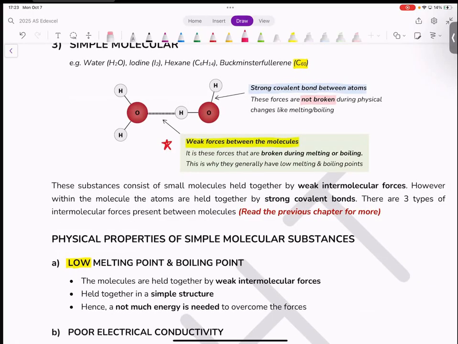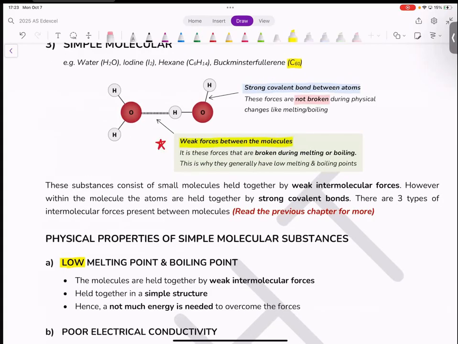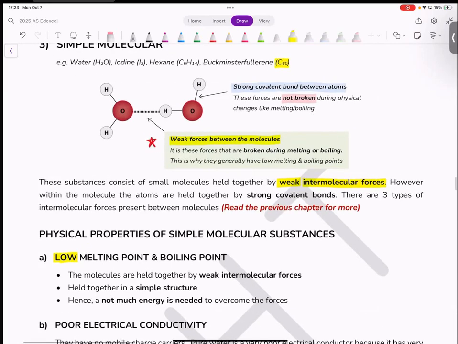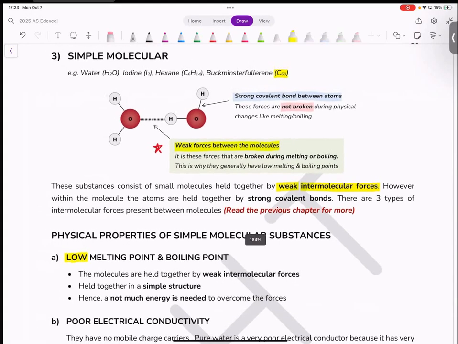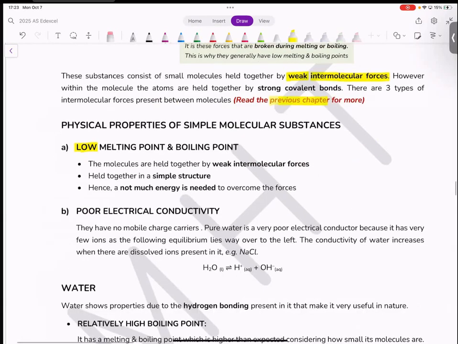So I intentionally say weak force between molecules, because I think chemistry teachers make this sound like some fancy term. Intermolecular just means force between molecules. They're all weak compared to the other forces. However, within the molecule, there are strong covalent bonds inside the molecule. There are 3 types of intermolecular forces present between molecules. Read the previous chapter. Okay, so low properties, why? Low melting point, why? Because they have weak intermolecular force.